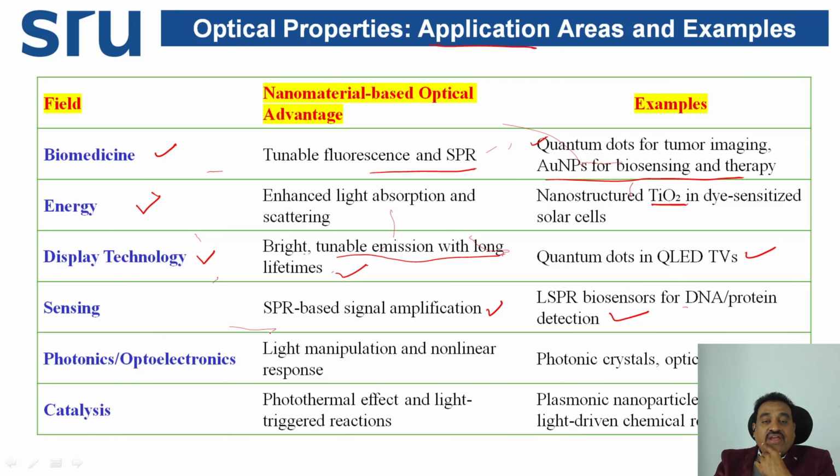Photonics or optoelectronics field: the advantage is light manipulation and nonlinear response. Photonic crystals and optical switches are the examples. Catalysis process: photothermal effect and light triggered reaction is the nanomaterial based optical advantage. The examples are plasmonic nanoparticle catalysis for light driven chemical reactions.